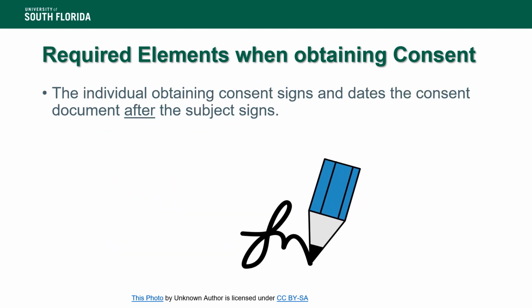The individual obtaining consent signs and dates the consent document after the subject signs. You cannot pre-sign your consent forms. It has to be after. Basically, you are verifying that they are they, and you are verifying that you are you. So you have to sign in front of them. In addition to signing the consent, the subject representative should enter the date of signature on the consent document to permit verification that consent was actually obtained before the subject began participating in the study.